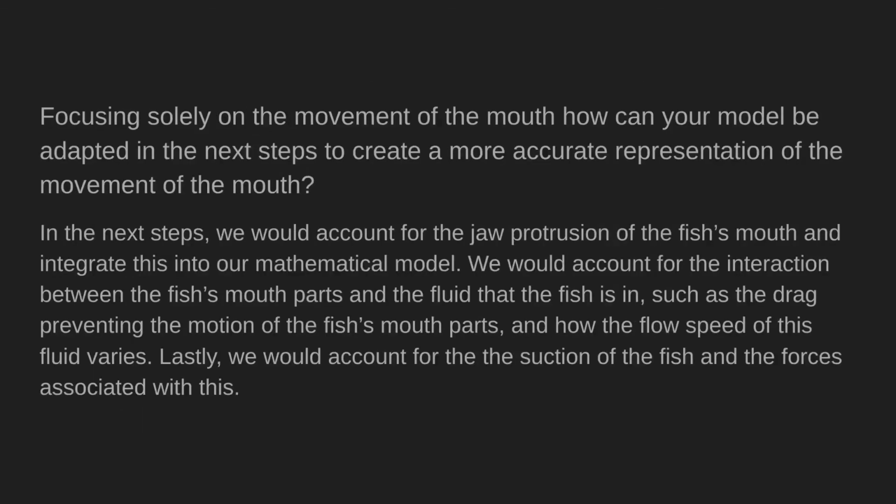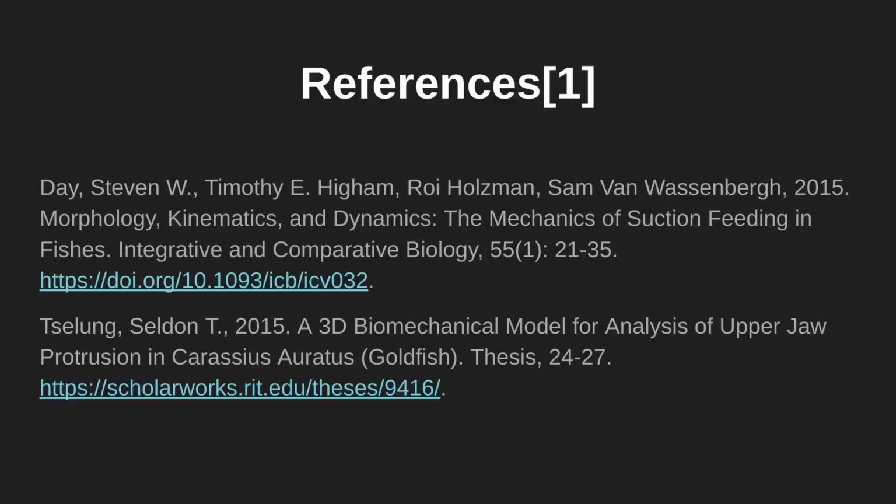Focusing solely on the movement of the mouth, how can your model be adapted in the next steps to create a more accurate representation of the movement of the mouth? In the next steps, we would account for jaw protrusion of the fish's mouth and integrate this into our mathematical approach. We would account for the interaction between the fish's mouth parts and the fluid that the fish is in, such as the drag preventing the motion of the fish's mouth parts and how the flow speed of this fluid varies. Lastly, we would account for the suction of the fish and the forces associated with this.